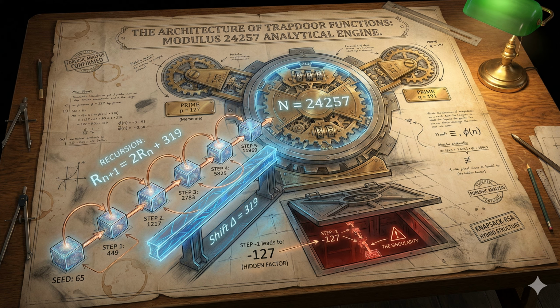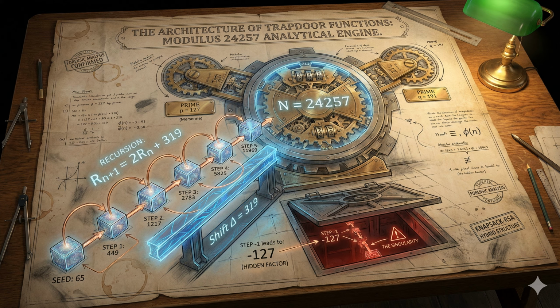Right. So let's trace it. Start with 65. Double it, you get 130. Add 319. You get 449. Double 449, add 319. You get 1217. Keep going. And eventually you hit 11969. And if you do it one last time, double 11969 and add 319. You hit 24257, the modulus. Exactly. So instead of thinking of 24257 as 127 times 191, this system thinks of it as the result of doubling a number and adding 319 six times in a row.